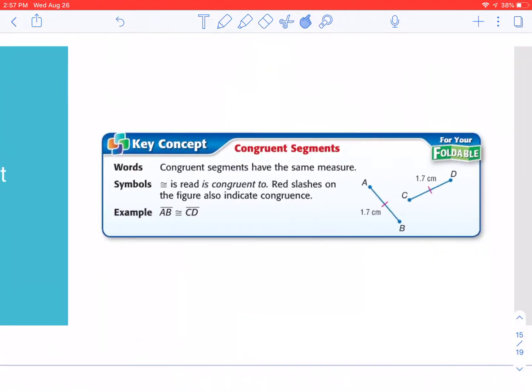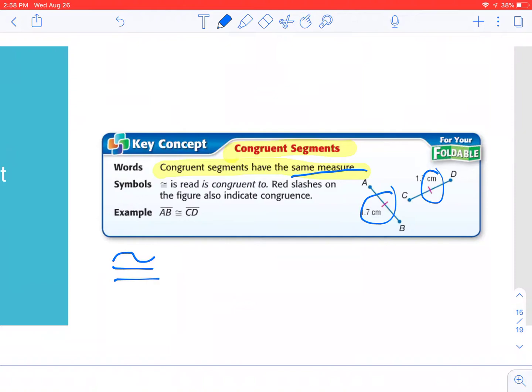Lastly, vocab, congruent. We're going to be talking about congruent all year in geometry. What does congruent mean? Same measure. They have the same measure. This is the congruent symbol. It is an equal sign with a squiggly mark. I think it's called a tilde. And then, if you look right here and right here, you see how to make a congruent mark.